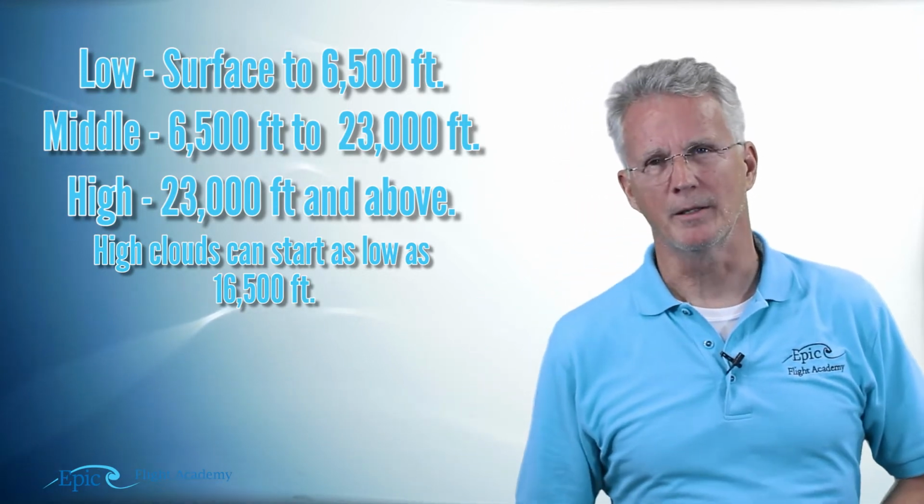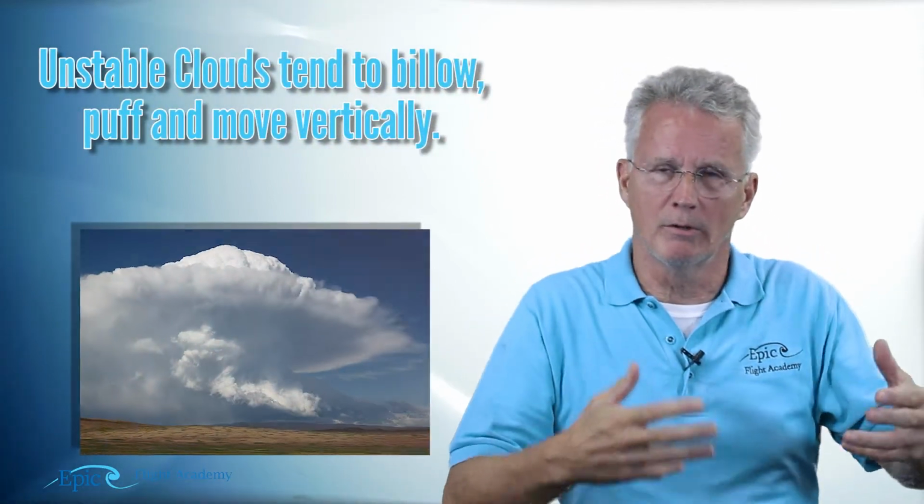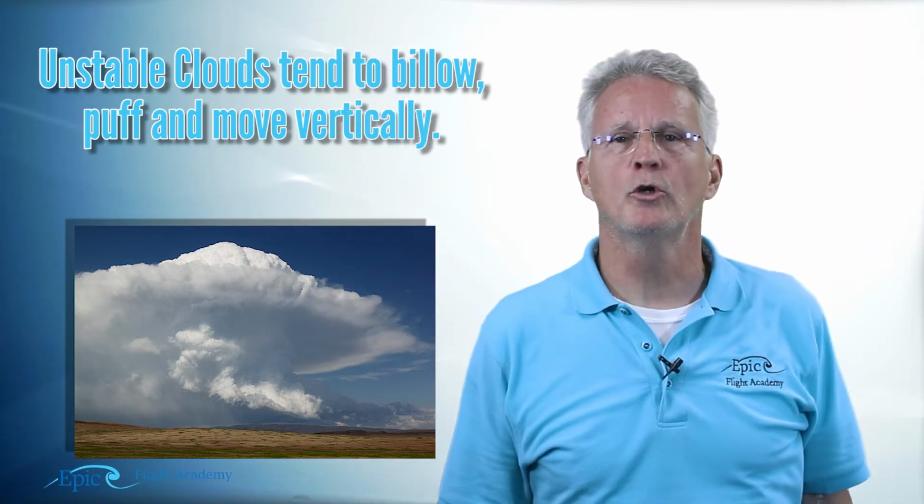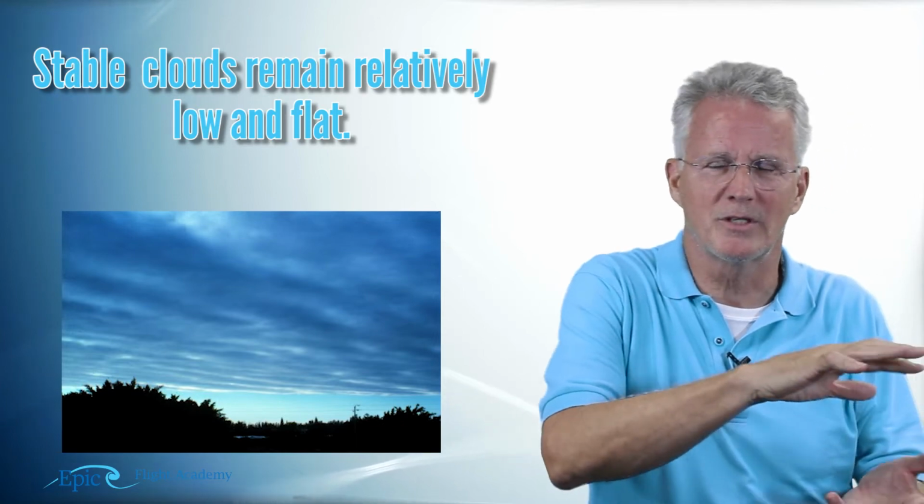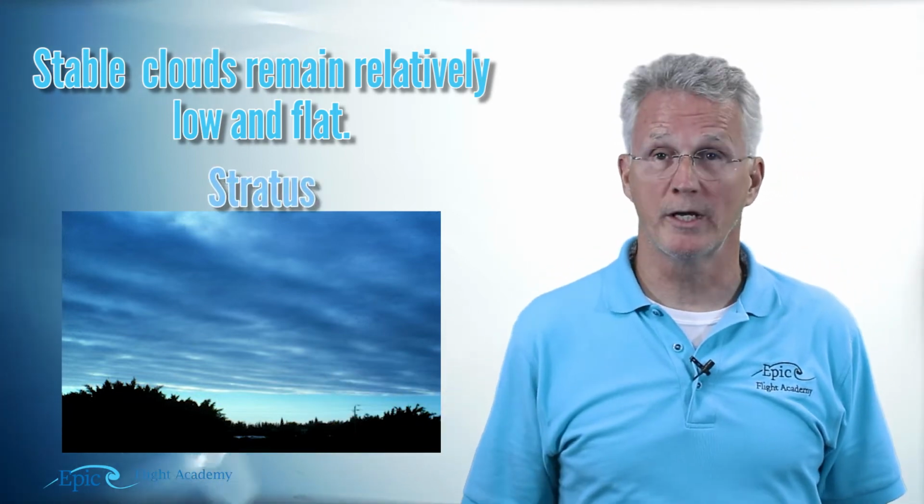What about the cloud types? Now, clouds tend to form generally into one of two cloud forms. If the air is unstable, they sort of billow and puff and move vertically, and we call those cumuliform. If the air is stable, then the clouds tend to stay relatively level and flat, and we call those stratus type clouds.